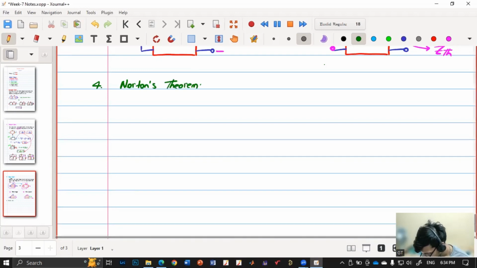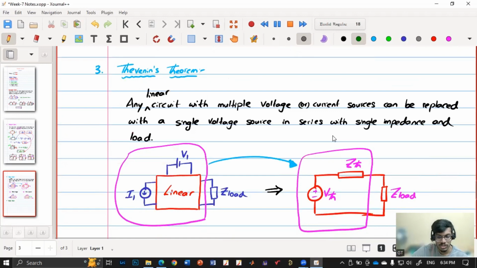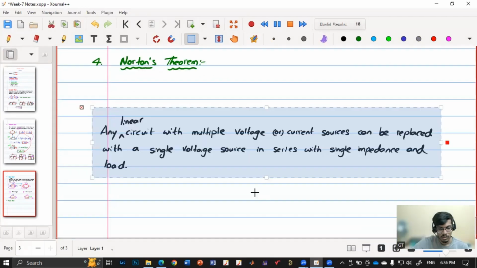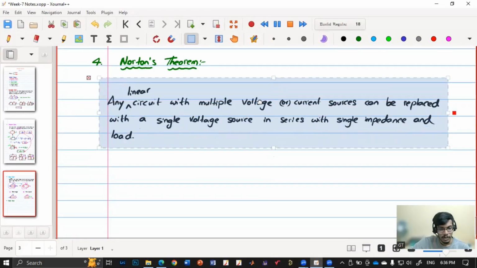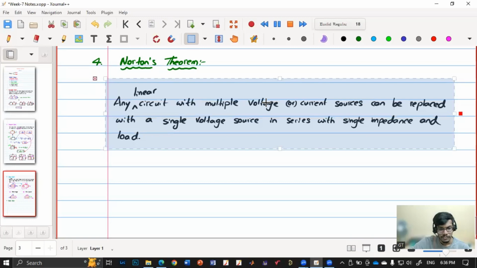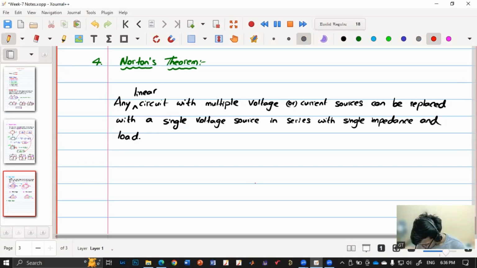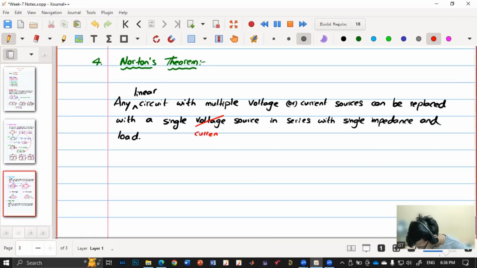Norton's theorem is just the same as Thevenin's theorem. Instead of a voltage source, we have a current source, and instead of series, we have parallel. Maybe it would be good if I copy paste so that you can correlate with this. I have just copy pasted this from Thevenin's theorem. The only difference, if I mark it with red color, is that instead of a voltage source we'll have a current source, and instead of in series, we'll have parallel.